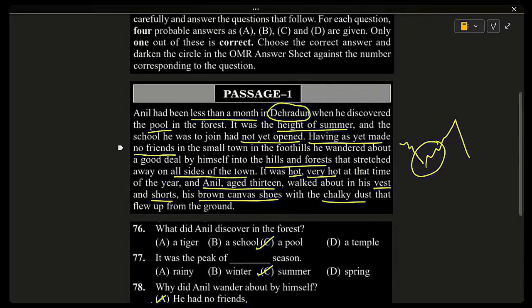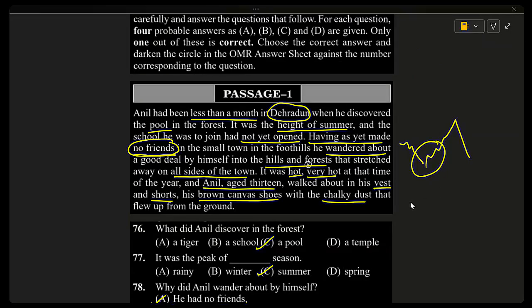Having as yet made no friends in the small town in the foothills, he wandered about a good deal. Wandering means moving from place to place. It is the opposite of staying. Okay, sir. And Tejasri, what is your doubt?